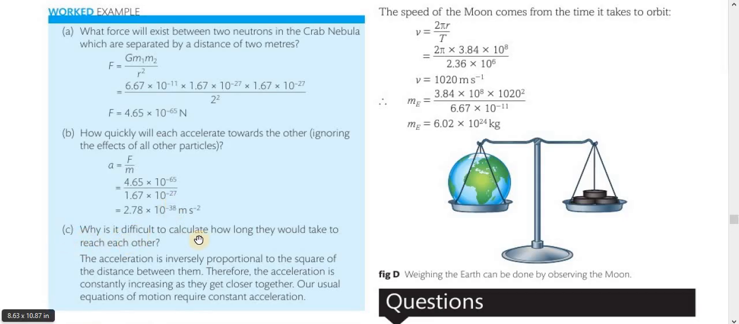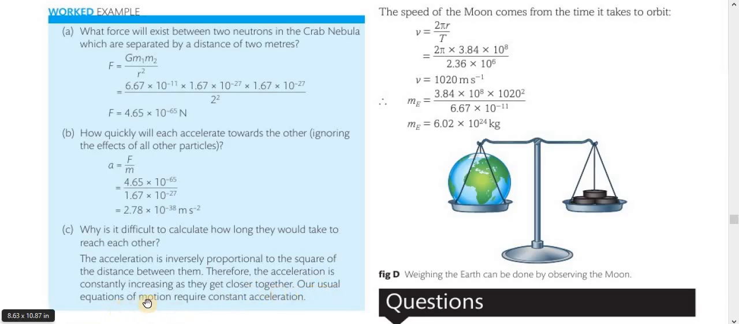Okay, part C. Why is it difficult to calculate how long they would take to reach each other? Okay, so we have the acceleration and we know the distance between the two. They are asking why is it difficult to calculate. Okay, so the acceleration is inversely proportional to the square of the distance between them. Therefore, the acceleration is constantly increasing as they get closer together.